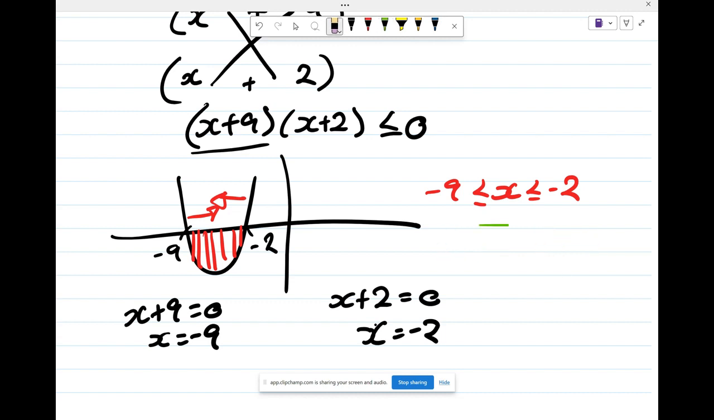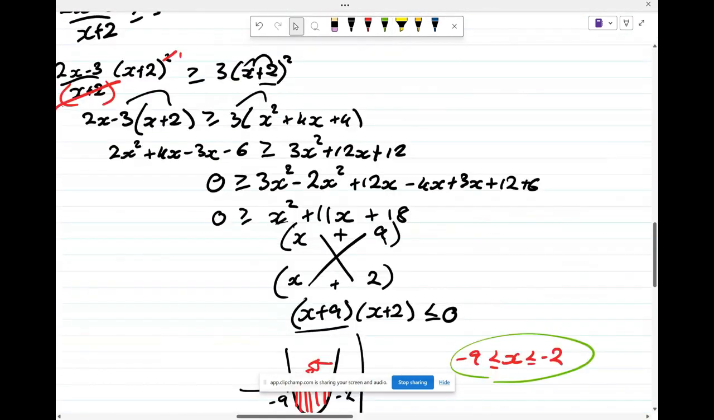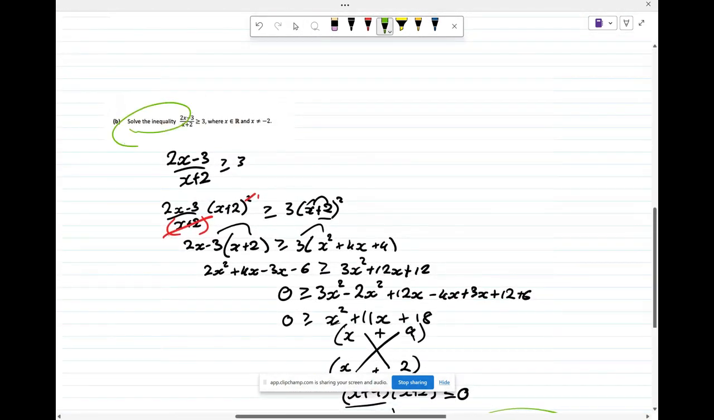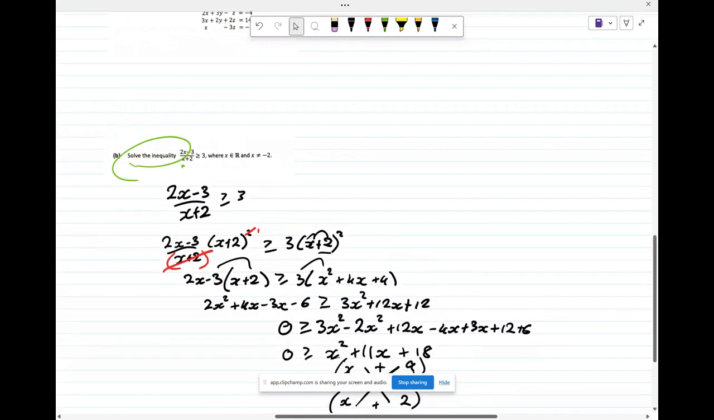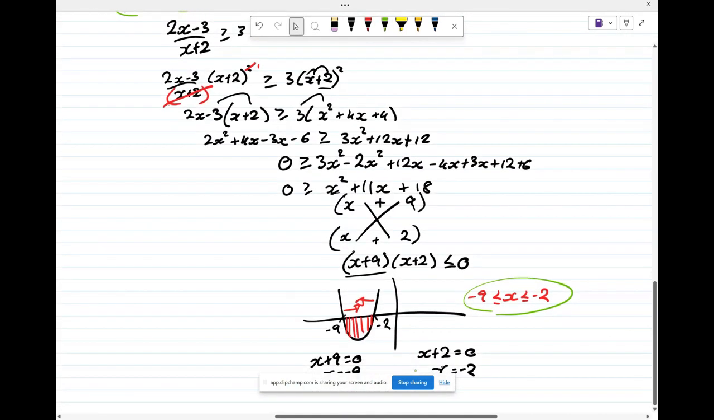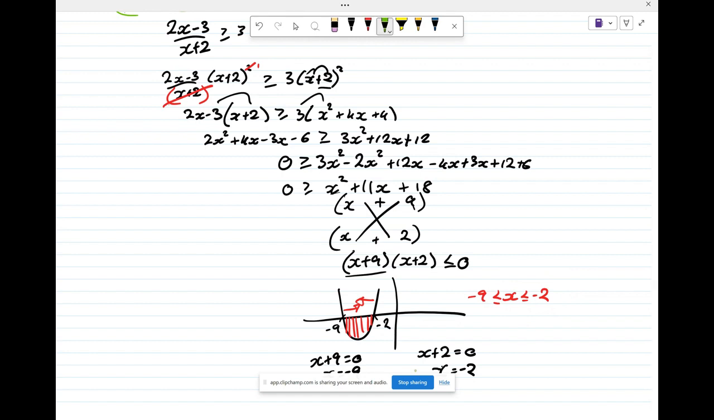Okay, great. So this here is our final answer. We've solved the inequality, so we found the values for x for which this is true. And that is everything less than minus 2 and greater than minus 9. Okay, great. So on to the next question.